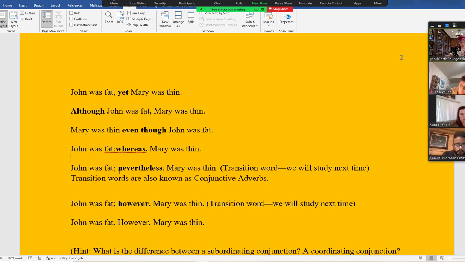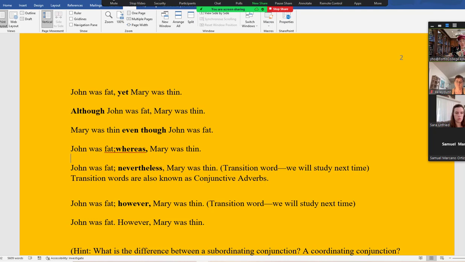And so as a writer, if you want to say, although John was fat, Mary was thin, and you want to compare the two, and you want to say this really fast, then you would use a complex sentence. If you want the reader to read, John was fat, yet Mary was thin, then you're going to use a compound sentence. So knowing sentence structure helps you have writer's style. In other words, the style of writing. Do you want the reader to read it fast, or do you want the reader to read it evenly and slow?